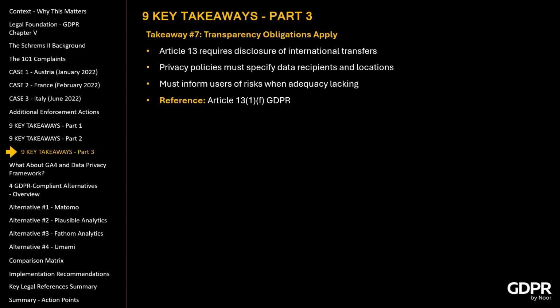Takeaway 7: Transparency obligation. Under Article 13, the controller must clearly inform users when their data is transferred to a third country and what safeguards apply. Failing to provide this information is a separate GDPR breach, independent of the unlawful transfer itself.